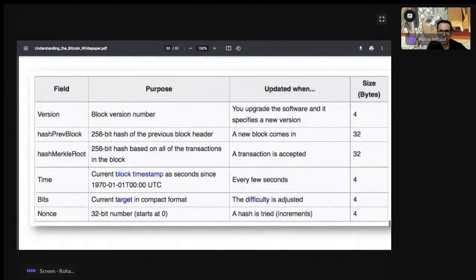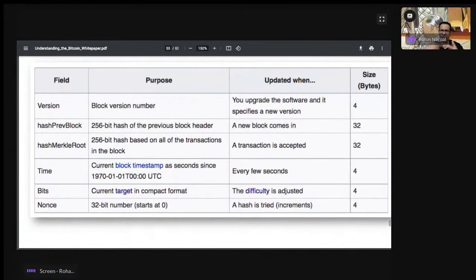And then we can also see the block header. You remember I told you I'll come back to this. The block header contains all this information. Firstly, it shows you the version of the software. Whenever you update, a new version comes, that's 4 bytes. We have the hash of the previous block, which is a 256-bit hash, 32 bytes. Hash of the Merkle root, again 256 because we're using SHA. Every time a new transaction comes, this hash changes. Every time a new block comes, this hash changes.